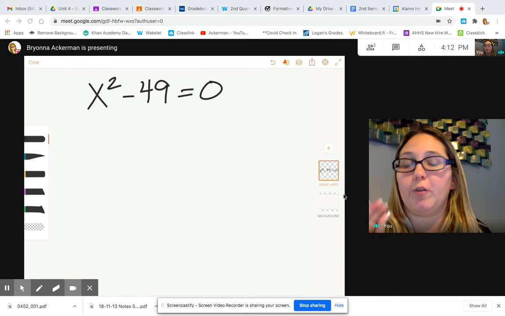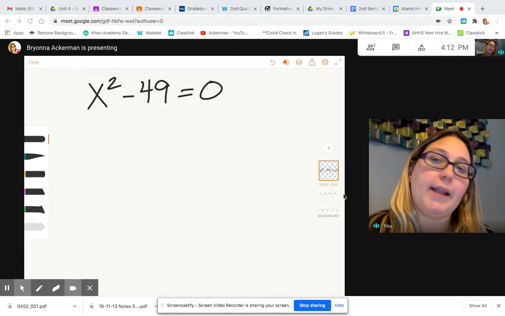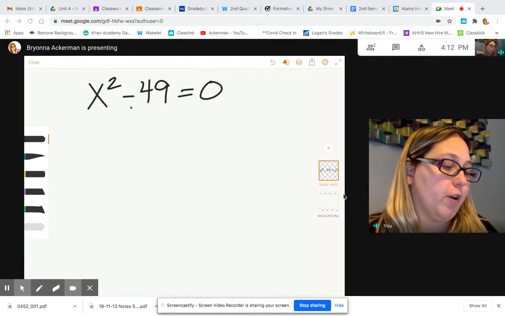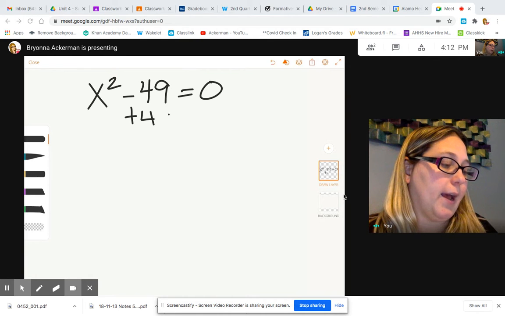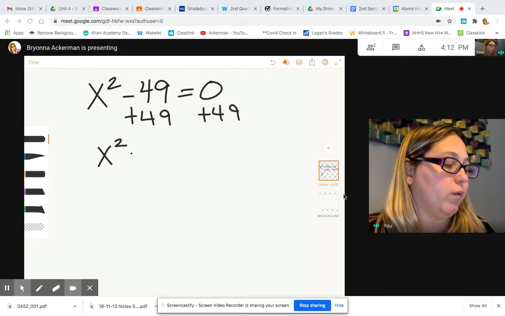I can solve this by square root because b is not there. B is 0. And so I can actually just move this over to the right side. So I'm going to add 49 to both sides. And so I'm going to get x squared is equal to 49.